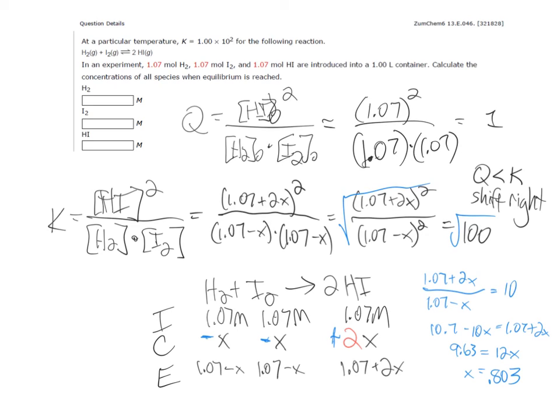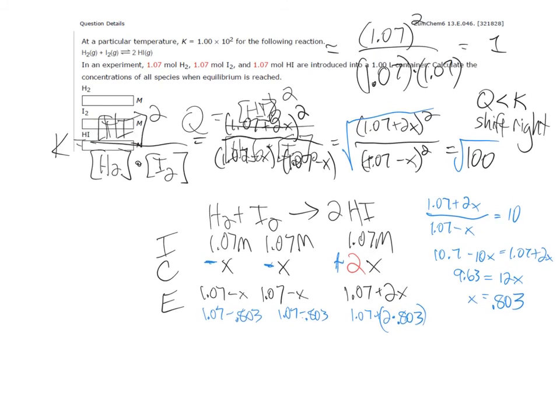So let's just plug in. For H2 and I2, 1.07 minus x would be 1.07 minus 0.803. And for the hydroiodic acid, 1.07 plus 2 times 0.803. And we can work that through just a little bit.